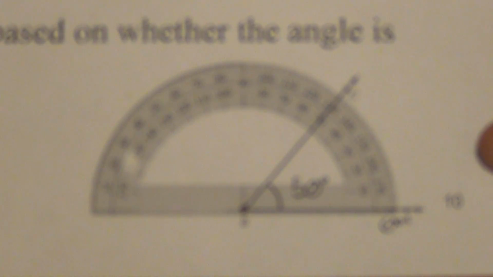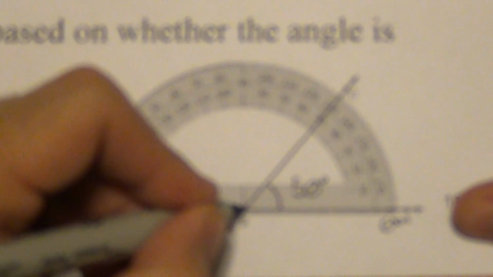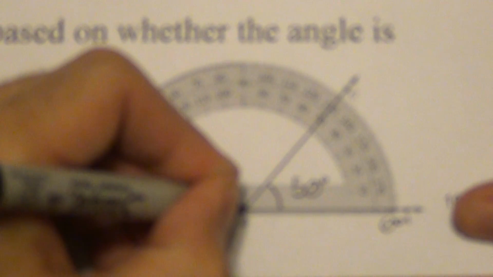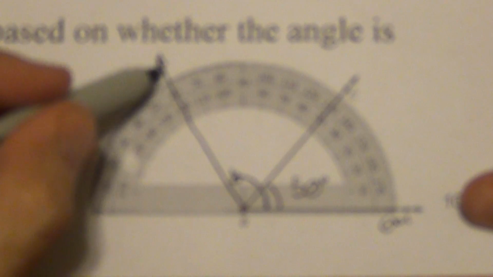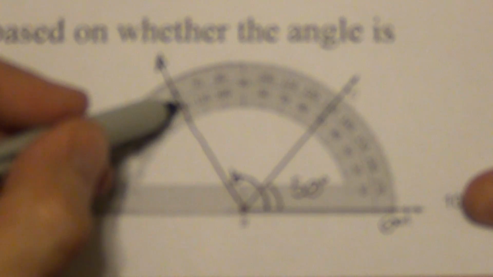Okay? Now, if you were going to go out this way with it, okay? Now the initial side is over here, the terminal side is over here. This is an obtuse angle, all right? So I'm still going to read this inside edge where I have the 120, okay?